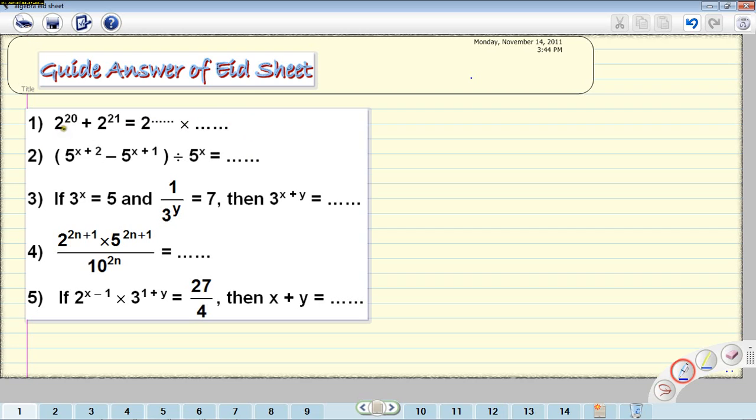The first question, it's complete. 2 to the power 20 plus 2 to the power 21 equals 2 to the power blank times blank. The step here is I'm going to take a common factor of these two terms, and the common factor is 2 with the lowest power. It's 2 to the power 20. Open bracket, here is 1 and here is plus 2, because this is 21 twos. I took common factor 2 to the power 20, so 1 two is left. Equals 2 to the power 20 times 3.